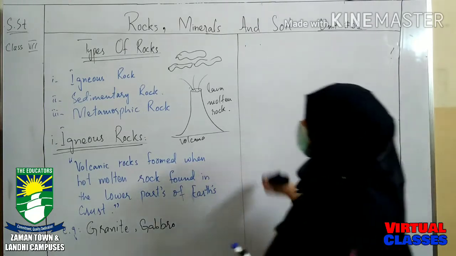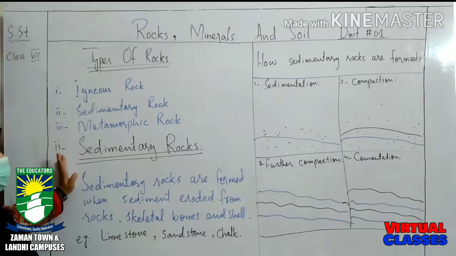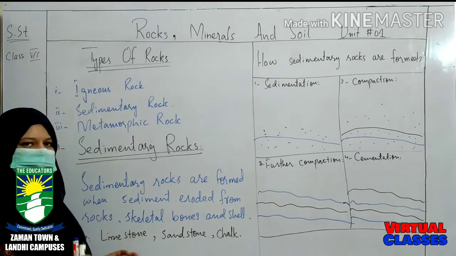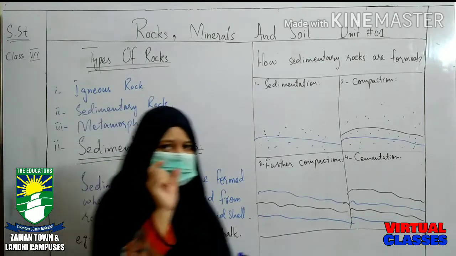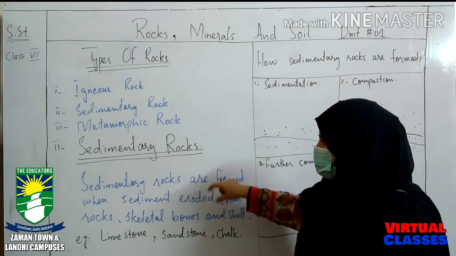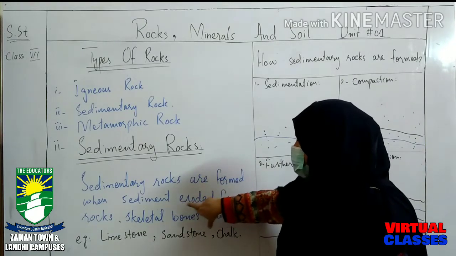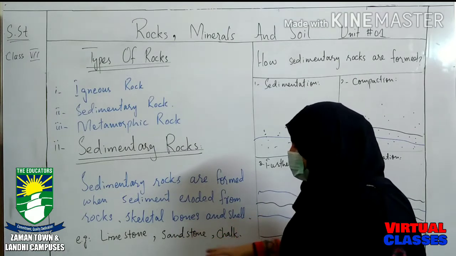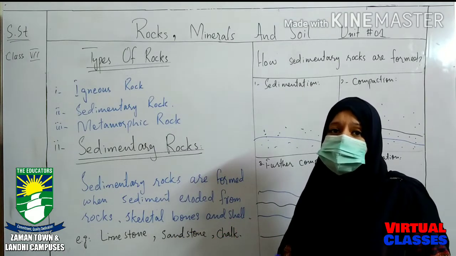The second type of rock is sedimentary rock. Sedimentary rocks are formed when sediments eroded from rocks, skeletal bones and shells settle. What are sediments? Sediments are small particles of eroded rocks, skeletal bones and shells. Limestone, sandstone and chalk are examples of sedimentary rock.